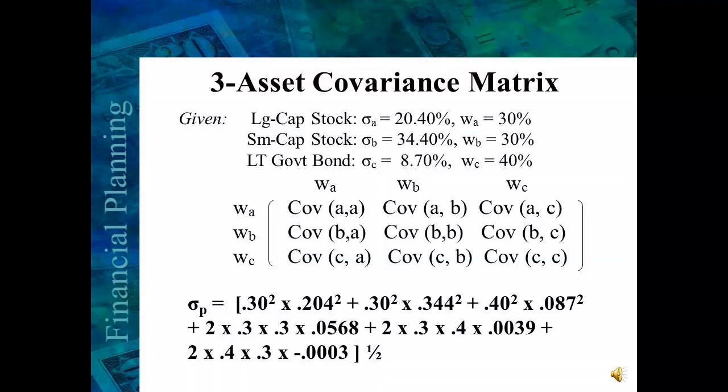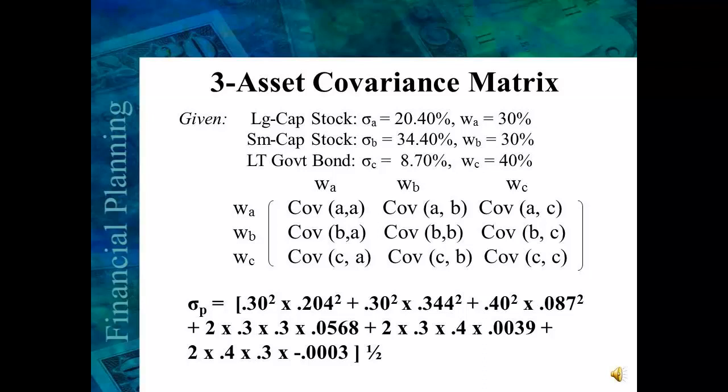Given the standard deviation of the three assets, the correlation coefficients, and the weights of the assets, you can solve for the standard deviation of the portfolio. On this chart, you see the three asset covariance matrix and the resulting formula for the standard deviation of the three asset portfolio. The first term is the squared weight of asset A times the covariance of asset A.